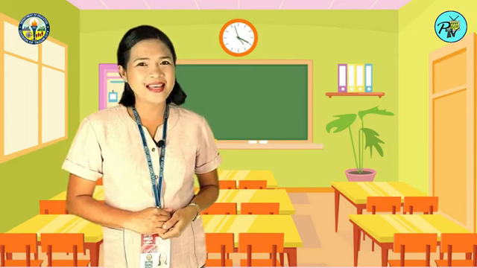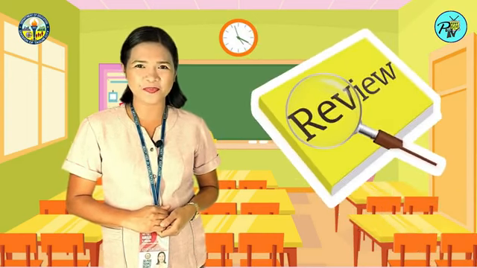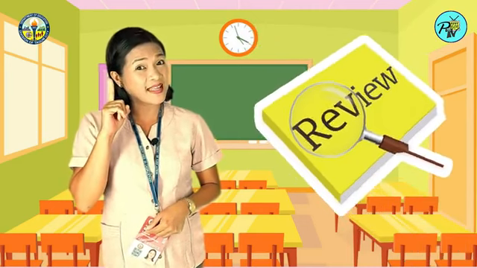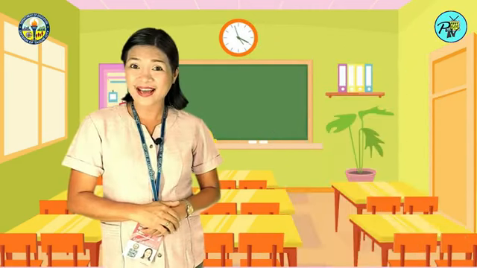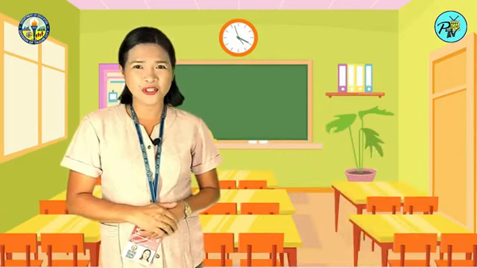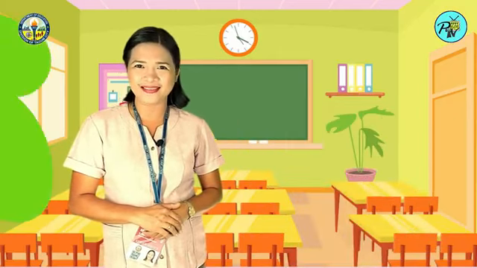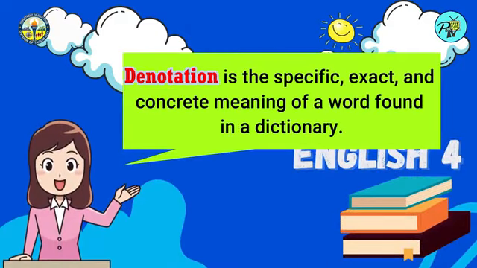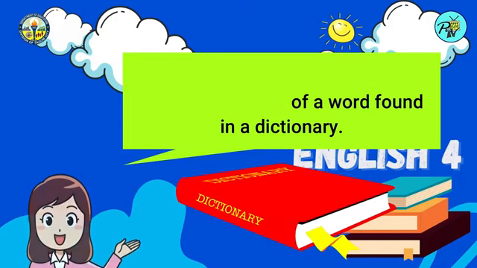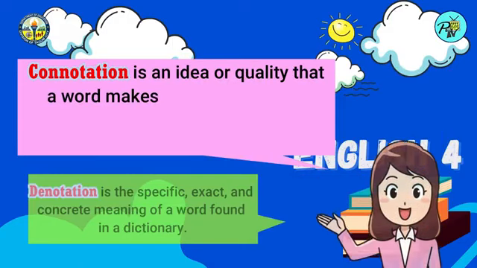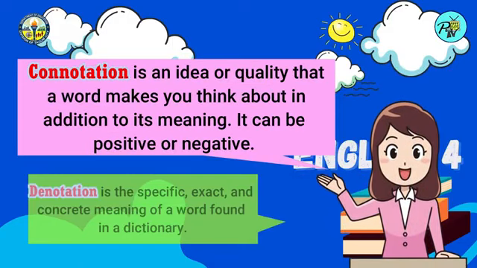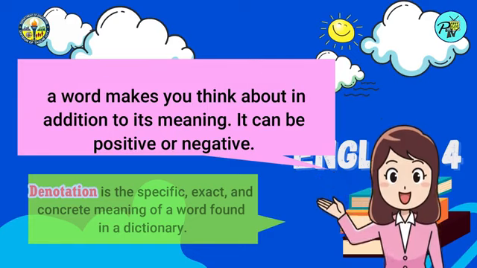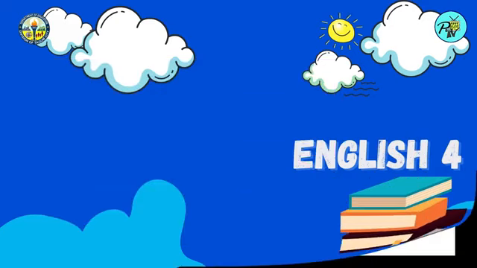This time, let's have a quick review. Can you still remember your past lesson? Let's find out! Flip your module to page number 3. Denotation is the specific, exact, and concrete meaning of a word found in a dictionary, while connotation is an idea or quality that a word makes you think about in addition to its meaning. It can be positive or negative.